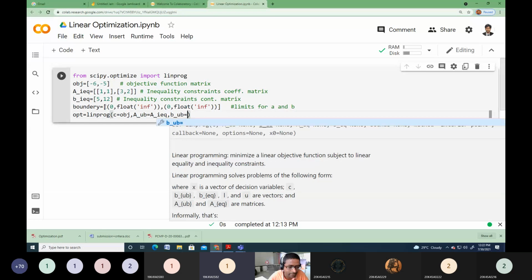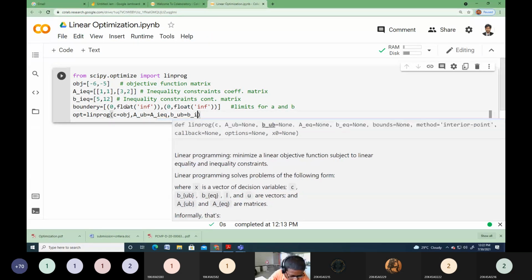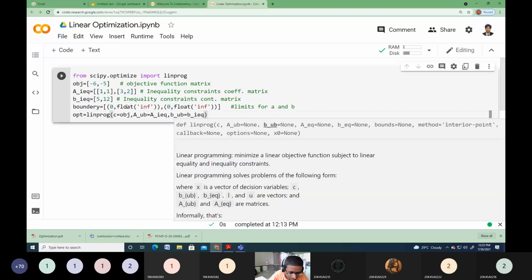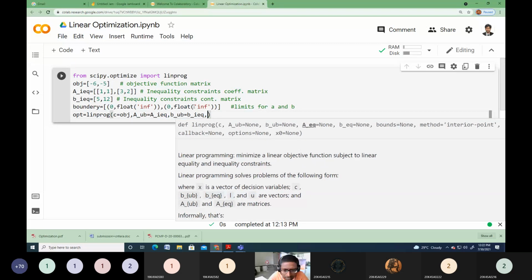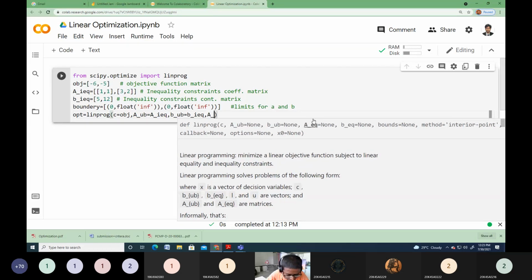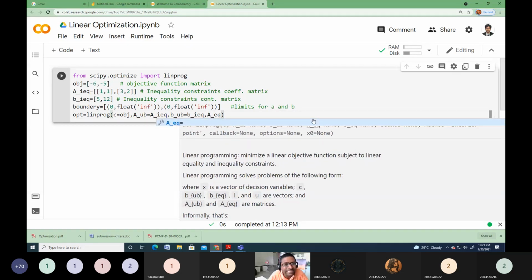Constant matrix, b_ub. This b_ub will give the constant matrix of your inequality constraint equation. So for the inequality constraint equation, this is the b_ub. Comma. That is the passing. Now it is expecting A_eq, the equality constraint. That means it is expecting the coefficient matrix of the equality constraint.